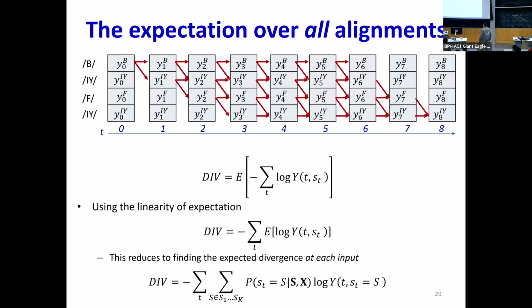Now, what is an expectation? This means the divergence is the negative of the sum over all time of the average divergence at that time. So going back to this graph, what I would be summing over all time: at each time, I have several nodes in my graph. And what does this node represent? This node represents the event that in aligning this input sequence to this symbol sequence, symbol S1 was aligned to X2. That's what each node represents.